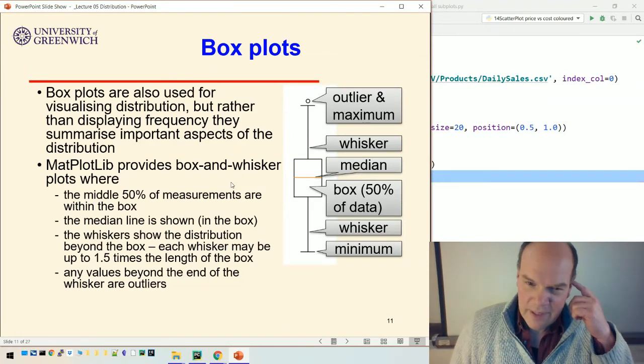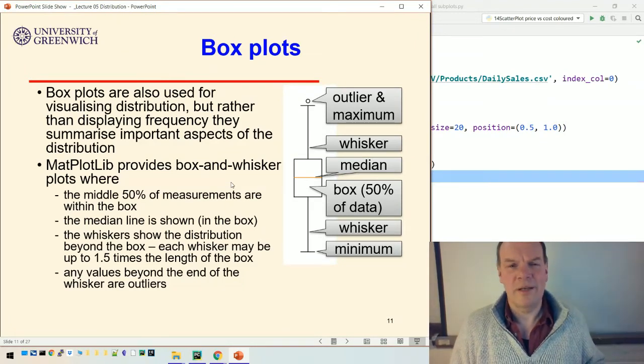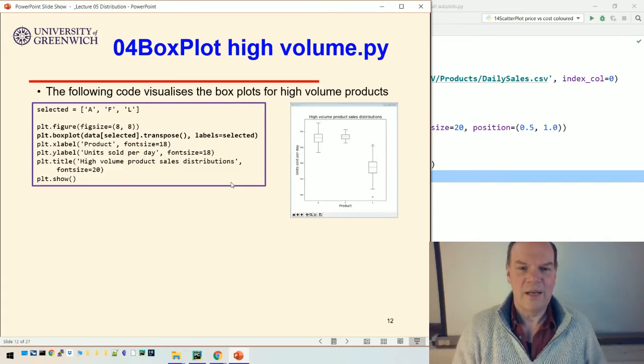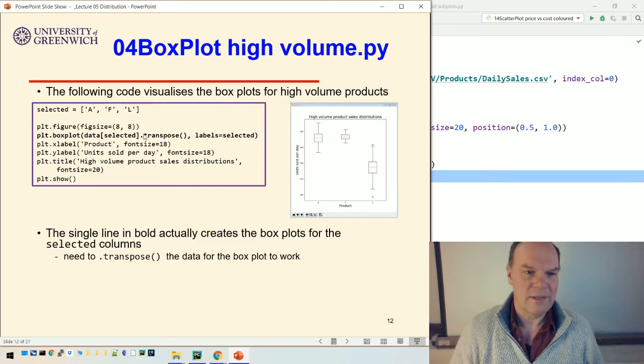Okay, that's what the interpretation is, but it's kind of hard to see with just a picture like this. Let's have a look at some examples. So here's the high volume, and let's look at the code first of all. We're just selecting the high volume columns. Do a figure, we do a box plot of those columns, but we transpose that data. And then just labeling it, that's all those lines. And that's it. That's all we need to do a box plot.